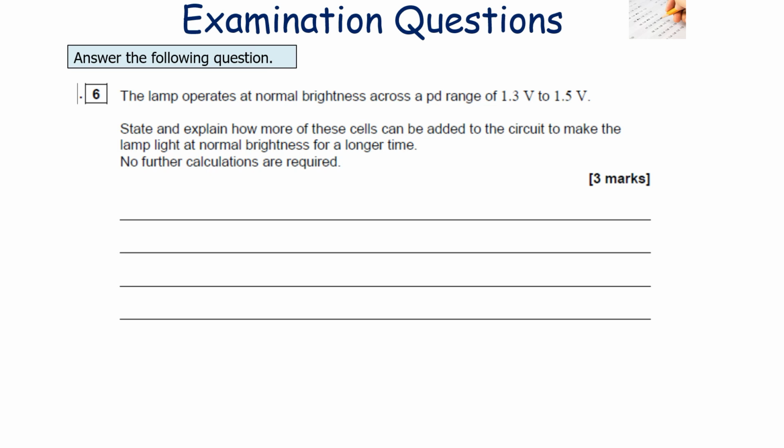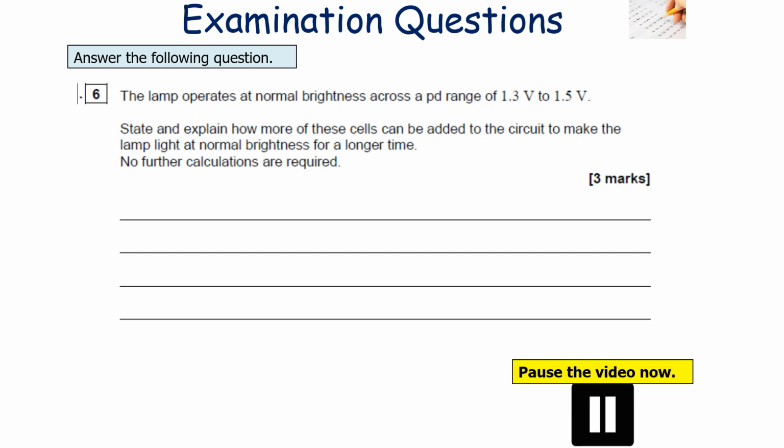Right, the next question says that the lamp operates at a normal brightness across a PD range of 1.3 to 1.5 volts. State and explain how more of these cells can be added to the circuit to make the lamp light at a normal brightness for a longer time. No further calculations are required. So pause the video now, then unpause the video when you want to go through your answer.